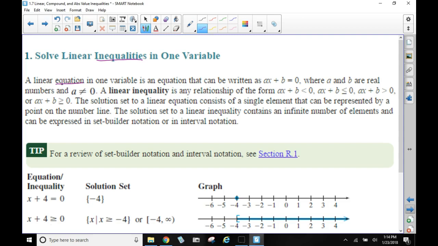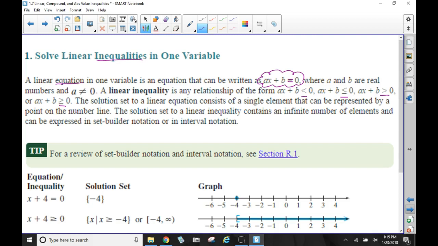It says a linear equation in one variable is an equation that can be written as ax plus b equals 0. That was a form for the equation, and there was an equal sign in there, where a and b are real numbers, a is not equal to 0. A linear inequality has one of the inequality symbols: less than, less than or equal to, greater than, or greater than or equal to. The solution set to a linear equation is just a single element, like x equals 7 or x equals 4, something along those lines.